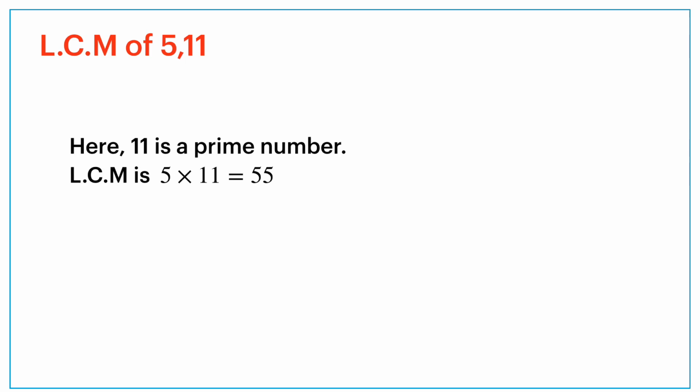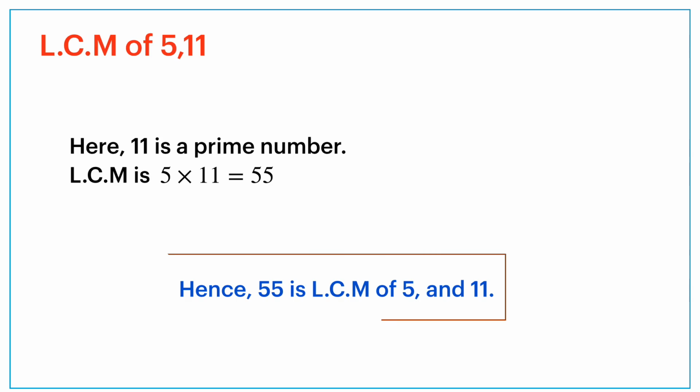Consider an example. What is the least common multiple of 5 and 11? In this case, 11 is a prime number and the LCM of 5 and 11 is 55, which is 5 times 11.